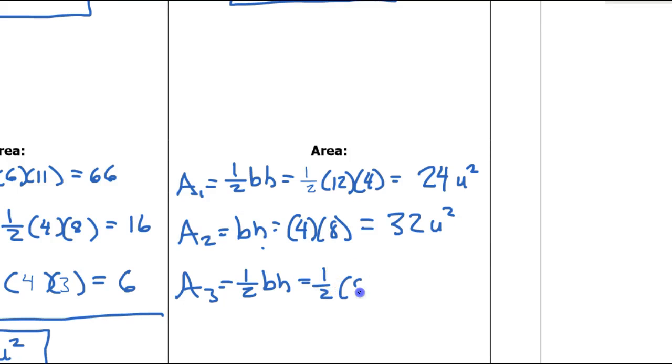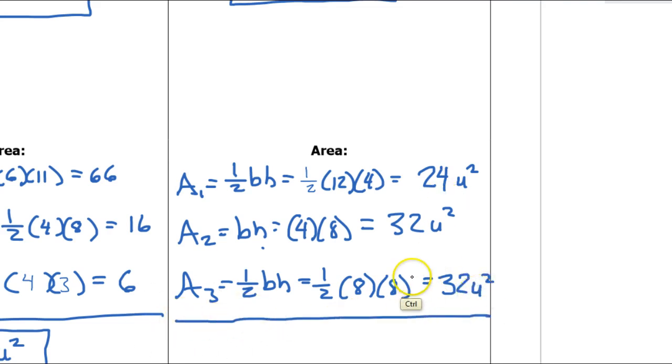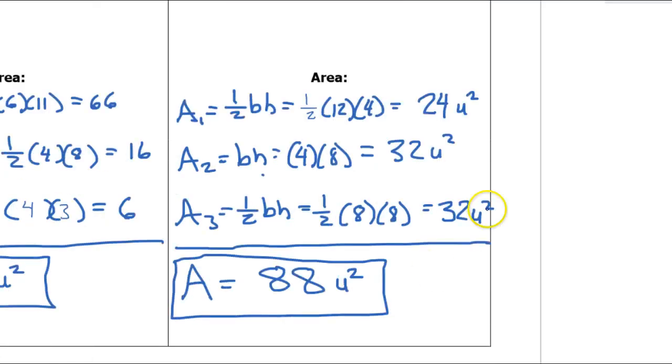So 1/2 8 times 8. Well, that's interesting. Half of 8 is 4, and 4 times 8 is 32. So that's the same area as the last one. All right, so if I want the total area, I can just add these up. So that adds up to 88 square units.